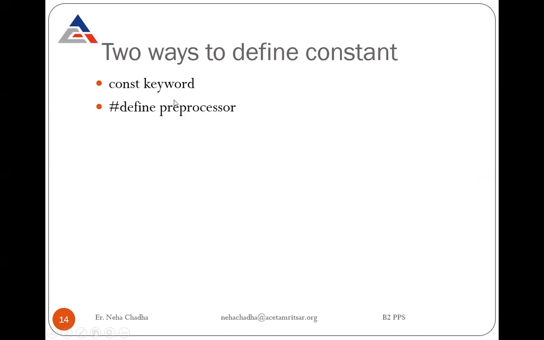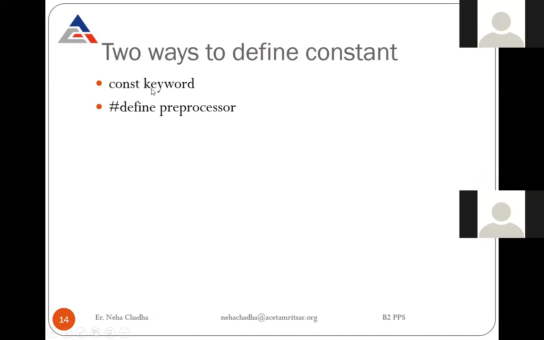First is with the const keyword. Second is with the #define preprocessor. When we studied the structure of a C program, I told you that there is one definition section. You can define the value of pi, #define pi 3.14. Okay, it has been fixed and you can use it in your program many times. That can be done with the #define preprocessor.